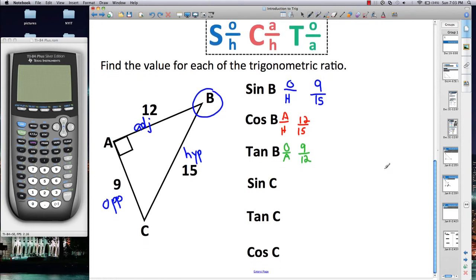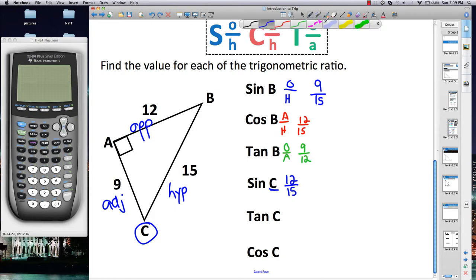Okay. Now if we are looking at the sine of c, well, that's going to change things a little bit. So now from the perspective of angle C, well, 15 will still be the hypotenuse. The hypotenuse never changes, that's always opposite the right angle. Now our adjacent side is going to be the side right here, that's 9. And opposite will be over here. So the sine of C, opposite over hypotenuse, so 12 over 15.